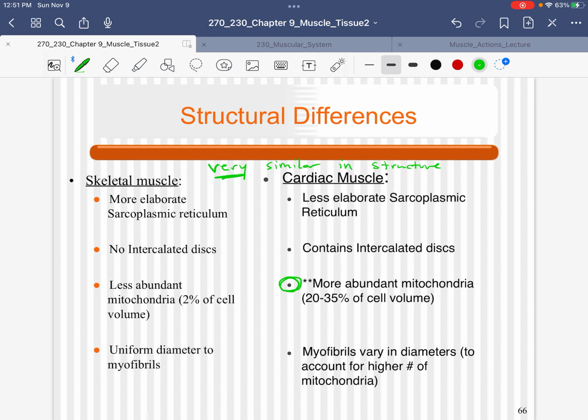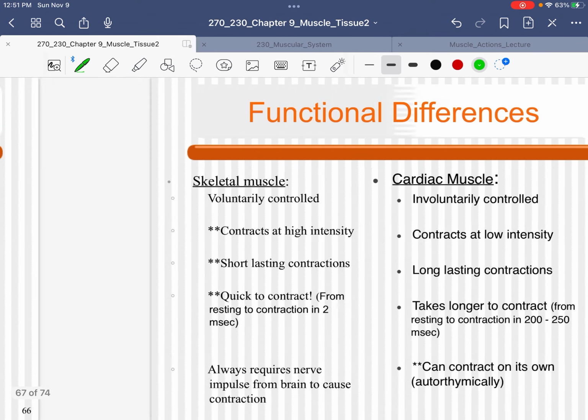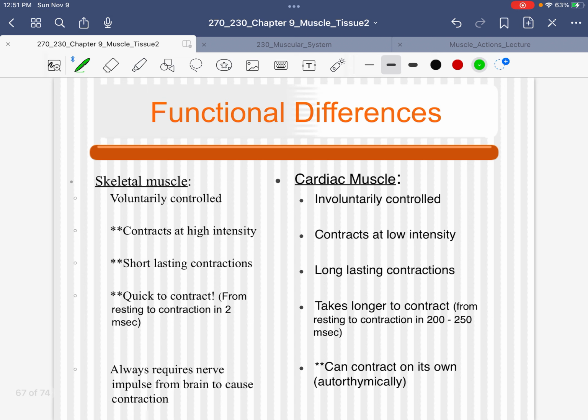The one difference I'm going to point out, cardiac muscle has more mitochondria because it's got to contract all the time. It contracts at a lower intensity, but it can contract for longer. Obviously, because our heart is beating every time we're alive, right? All the time we're alive. In order to fuel that, cardiac muscle has more mitochondria. You don't have to know the amount. That's just there, FYI. What are some of the functional differences?